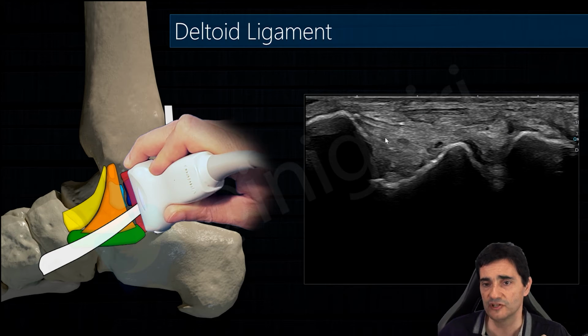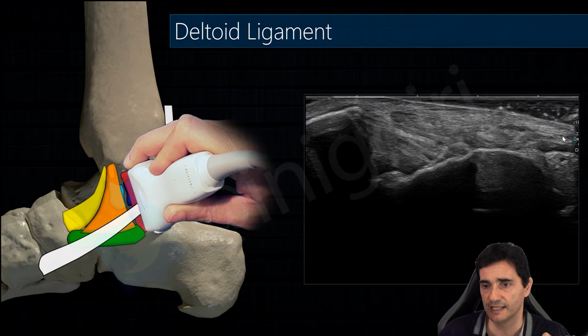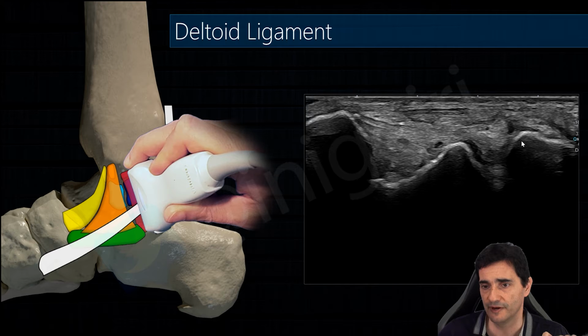Remember, this is the superficial component. Here you can see the tibio-calcaneal, because here this is the talus and here the calcaneus appears, and this is the tibio-calcaneal component of the superficial layer. We still are seeing the posterior tibiotalar ligament in depth.